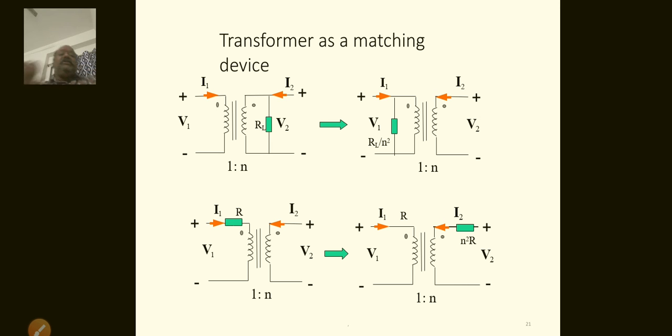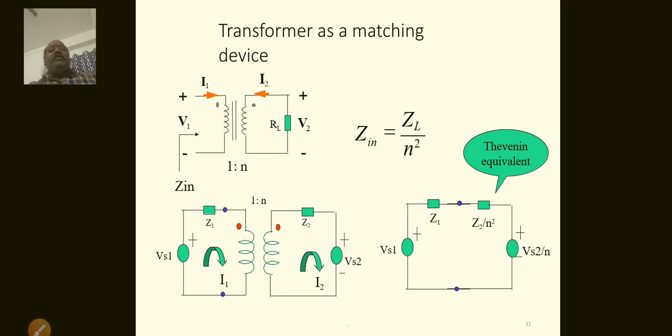You say resistance is generally the load. So therefore, here R is the primary impedance. Then what we get is the secondary impedance for matching, n square times R. So this is about the transformer as a matching device. So the transformer is a matching device.